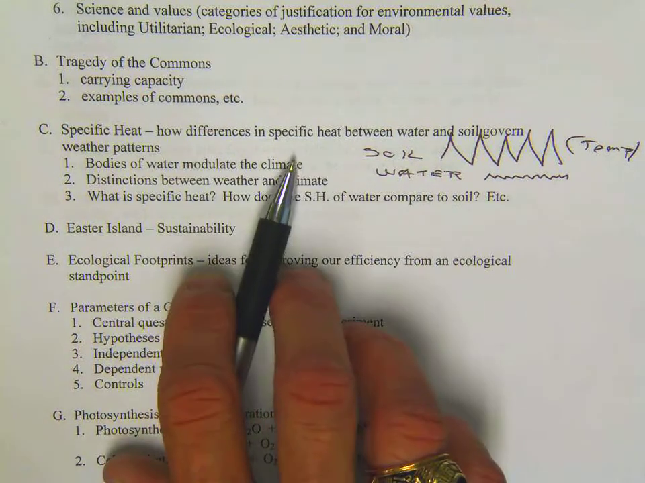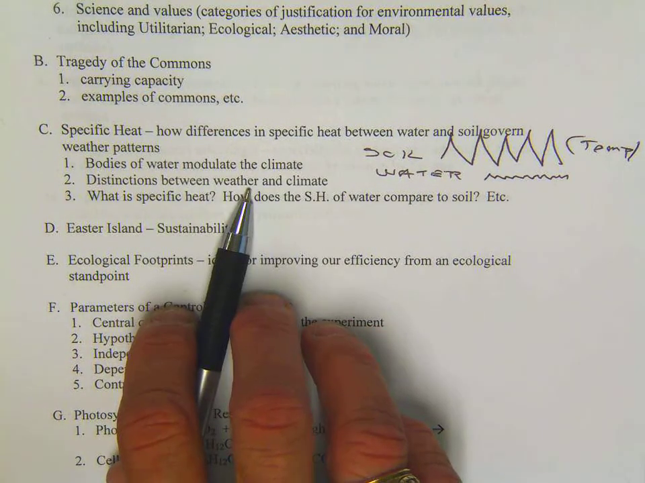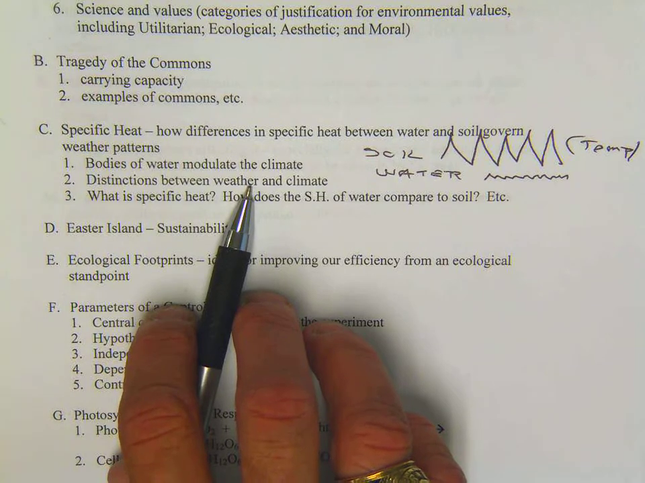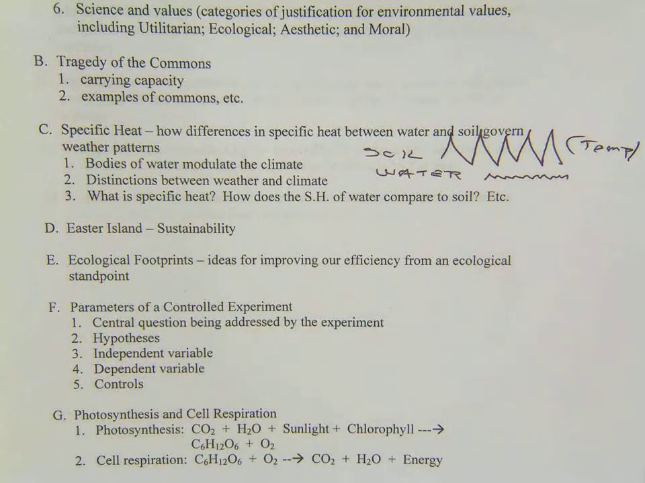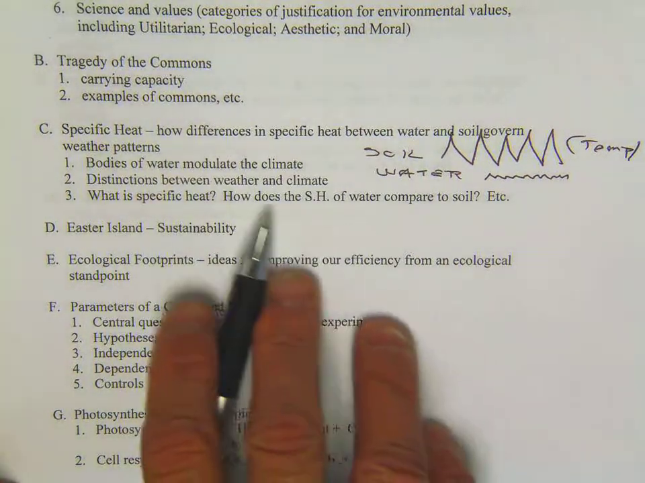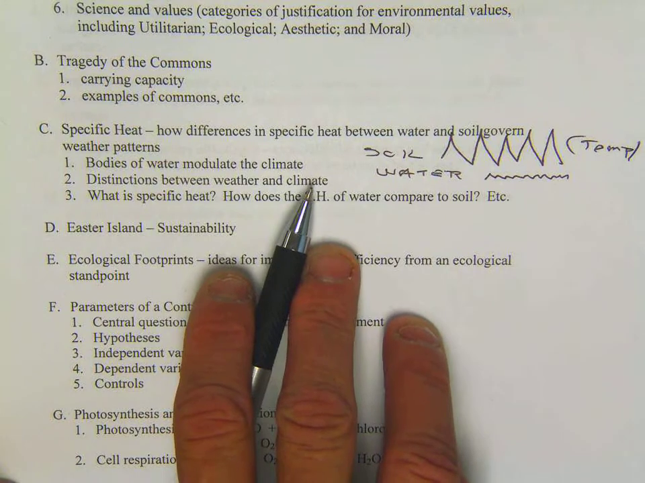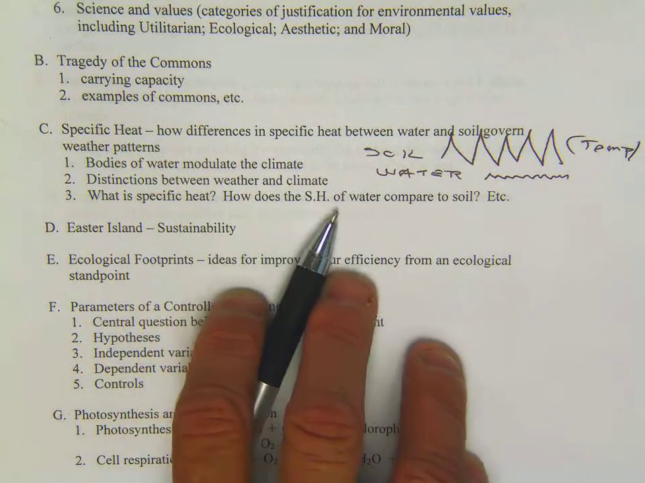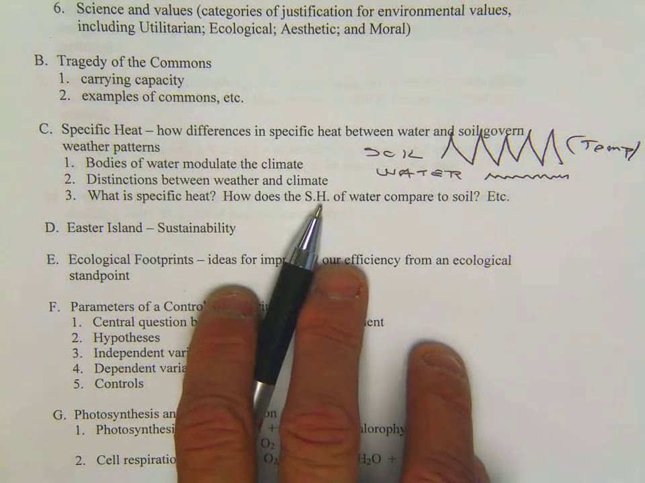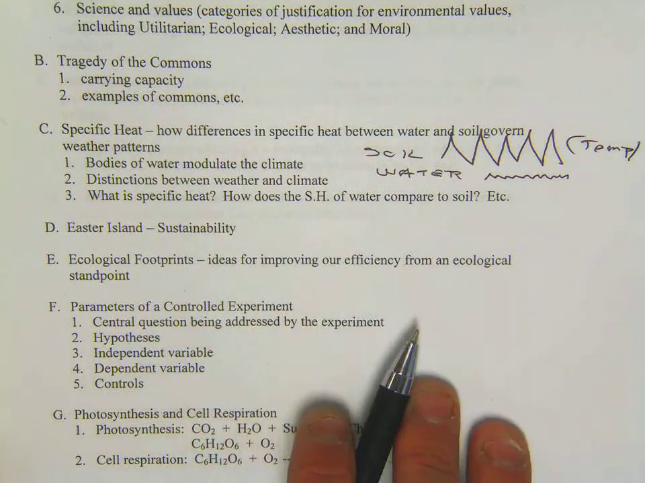Weather would be, of course, a short-term measure, today's outside conditions. Climate would be long-term, like what it's like around the equator in the summer months, or what it's like in Alaska in the summer months. What is specific heat? How does the specific heat of water compare to oil, or soil?